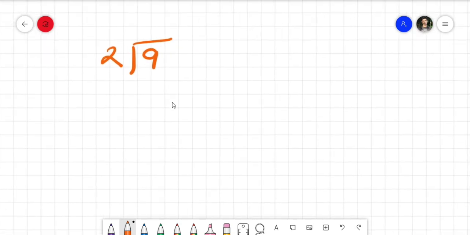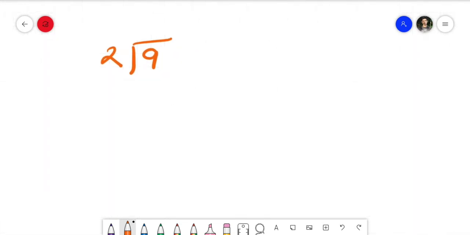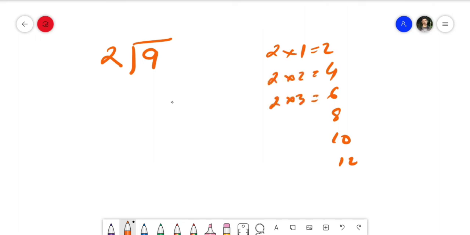2 by 9. If I write the table, 2 1s are 2, then 4, 6, 8, 10 and 12. This is the 2 table. I hope you can see this one. Can you see it here?